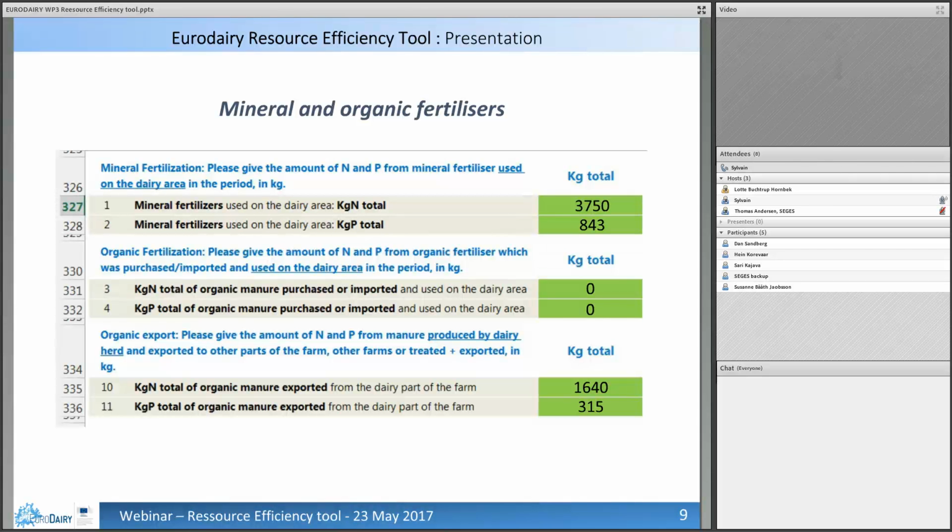For each information, I give you some example taken from an experimental farm from France. You have, for example, here the mineral fertilizer, the nitrogen used on the dairy farm, the total amount of nitrogen used, and phosphorus, and a little part of exportation of manure.